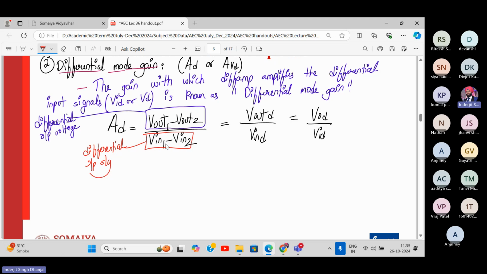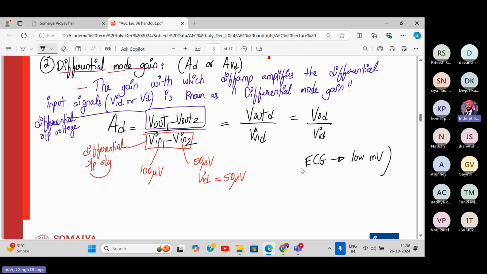Now, this differential input signal can be in microvolt also. So it can be 100 microvolt minus 50 microvolt. So what is my VID now? 50 microvolt. Okay. And which signals have ranges in microvolt? See, the ECG signal is in low millivolt, maybe 1 or 2 millivolt. The EEG signal, which is the brainwave signal, is in microvolts. If you want to amplify such small amplitude signals, we have to use a differential mode amplifier, which will also take care of the external noise.